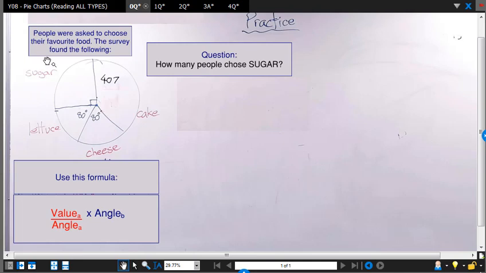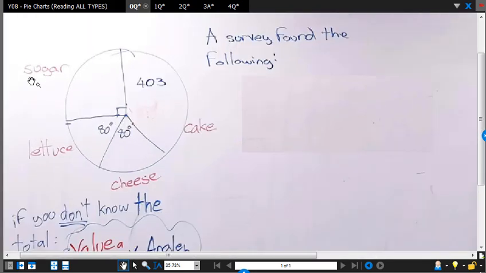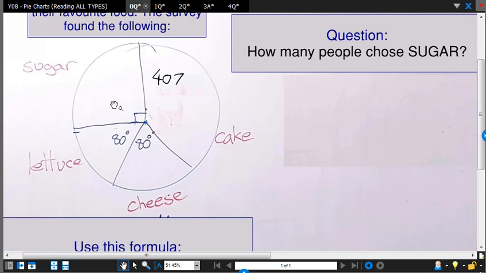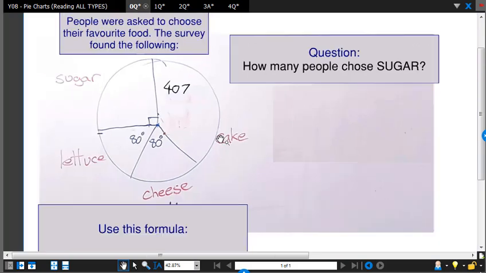So basically, people are asked to choose their favorite food. The survey found the following. So this is what they found. They represent it on a pie chart. So we have 80 degrees represents lettuce, 80 degrees represents cheese, this angle represents sugar, and 407 people chose cake.